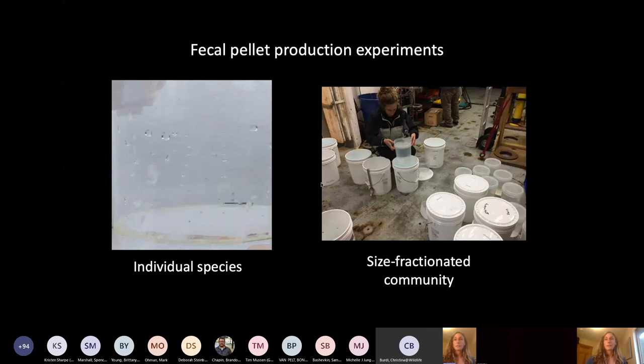And I just want to emphasize how challenging it was to size fractionate the zooplankton community while keeping them in seawater so that they stayed really happy. People who do field work will understand how difficult this is. So we perfected our methods here, and so you can see it's kind of like a cooking show on deck.